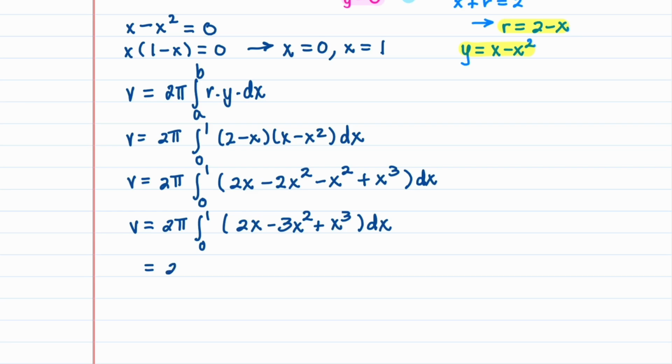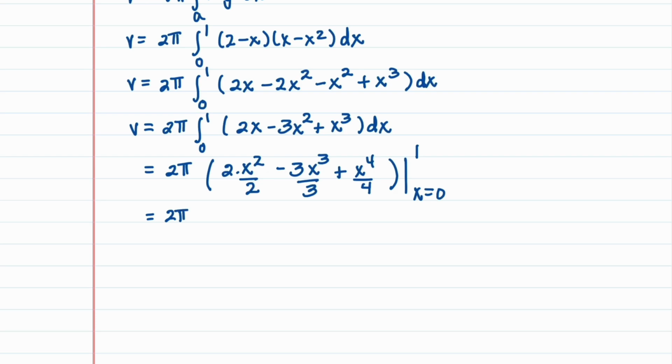Now we can go ahead and integrate. Our first term is 2 times x squared over 2, so the 2's will cancel. And then minus 3x cubed over 3 plus x to the 4th over 4. And we're evaluating this from x is equal to 0 to x is 1.